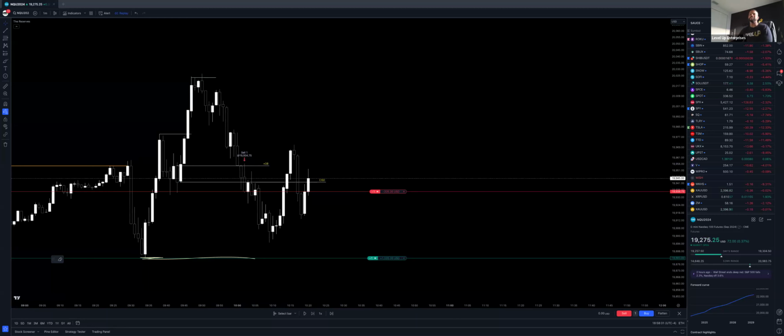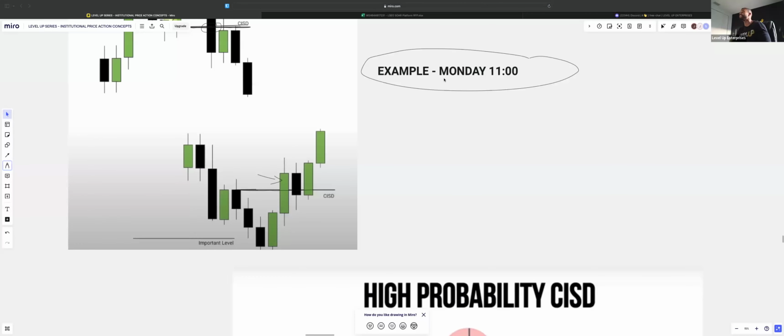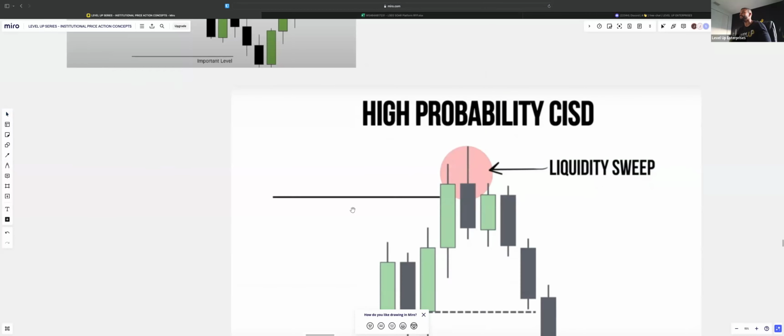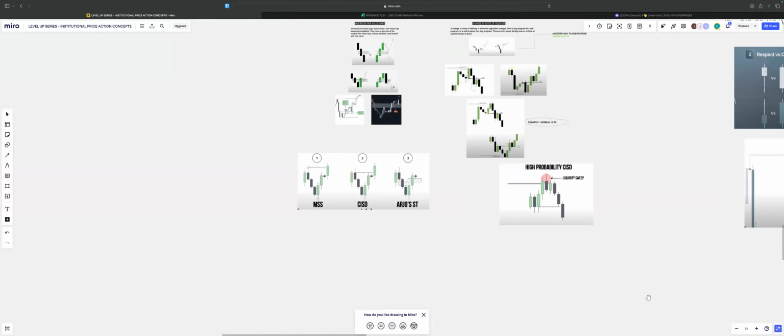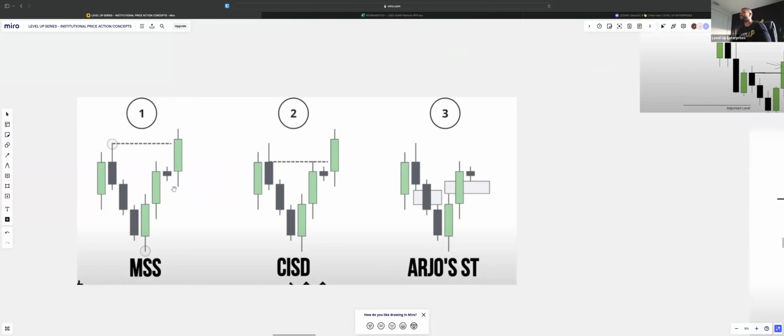Really good questions by Jason. Jason said, is the CSID the same or related to a shift in market structure? That's a phenomenal question. And actually, let's go back to the Miro because I have an entire slide just on that. So here we go. What makes the difference? I'll tell you what makes a difference. What do we have here? Market structure shift, change in state of delivery, and a sharp turn.